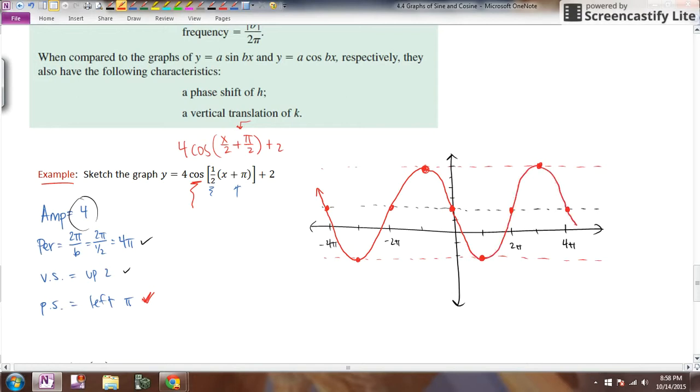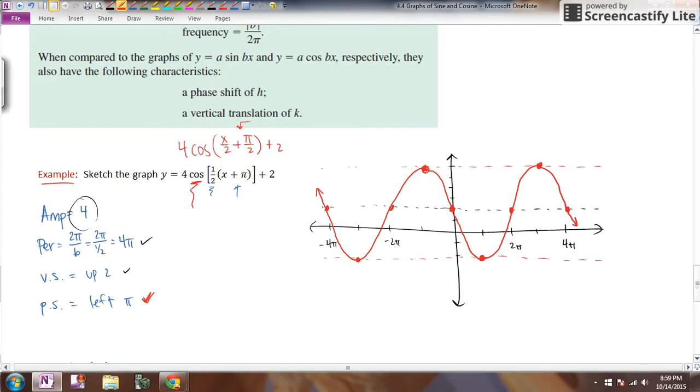And that, my friends, is a pretty difficult problem, right? That is a cosine graph that was shifted left pi units. It's up 2. It's got a funky period of 4 pi and an amplitude of 4. That is crazy, but done well and done easily, right? And so that's what's kind of nice about these graphs.